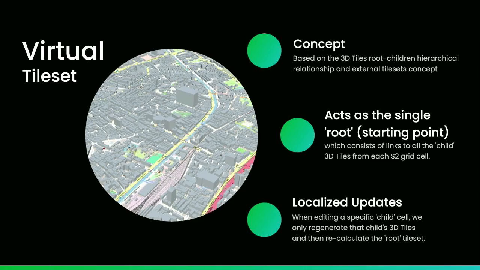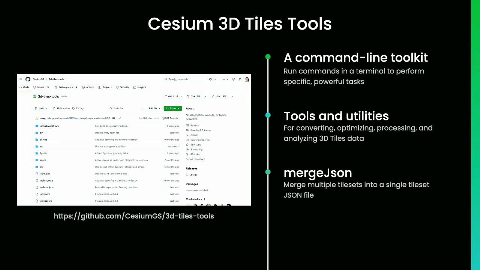Okay, so the virtual tileset acts as a single root, right? So we need to use another tool, which is the Cesium 3D Tiles tools. The Cesium 3D Tiles tools is a command line toolkit and utility for converting, optimizing, processing, and analyzing 3D Tiles data. We use the merge JSON command to merge multiple tilesets into a single tileset JSON file, which will be our virtual tileset.